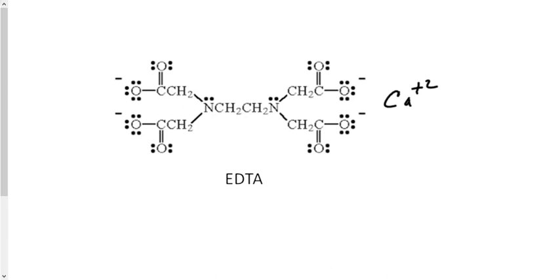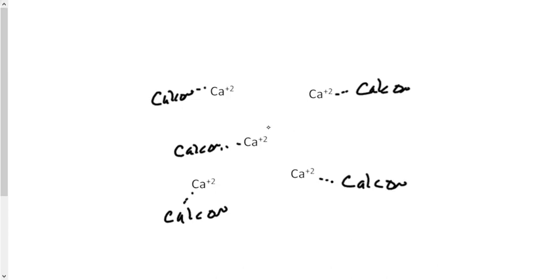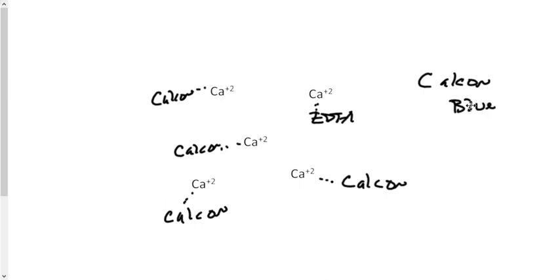Okay, so let's go back up to our slide here. So here's our Calcon indicator. Now what happens is EDTA comes in and essentially steals away the calcium. I'll show one of these here, and you get the idea of what actually happens. So now the Calcon is off by itself, and this, of course, is a blue color when Calcon's all by itself. So as you continue to add EDTA, all of the Calcons are kicked off the calcium, and EDTA takes the place of all of them. Now remember, that makes a blue color.